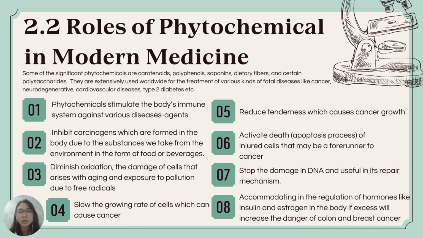Now I will explain about the roles of phytochemicals in modern medicine. Phytochemicals are plant-based bioactive compounds produced by plants. Some of the significant phytochemicals are carotenoids, polyphenols, saponins, dietary fibers, and certain polysaccharides. They are extensively used worldwide for the treatment of various kinds of fatal diseases like cancer, neurodegenerative diseases such as Parkinson's and Alzheimer's, cardiovascular diseases such as heart attack and stroke, type 2 diabetes, and many others.